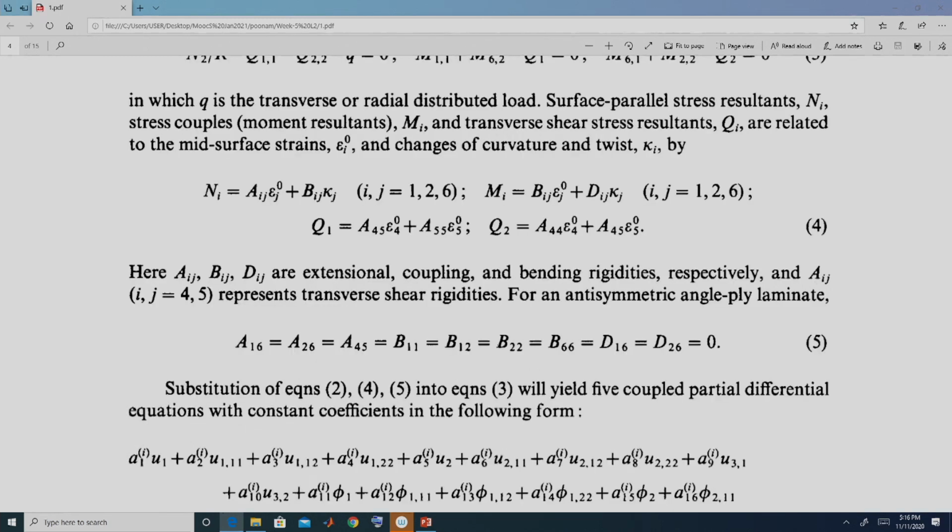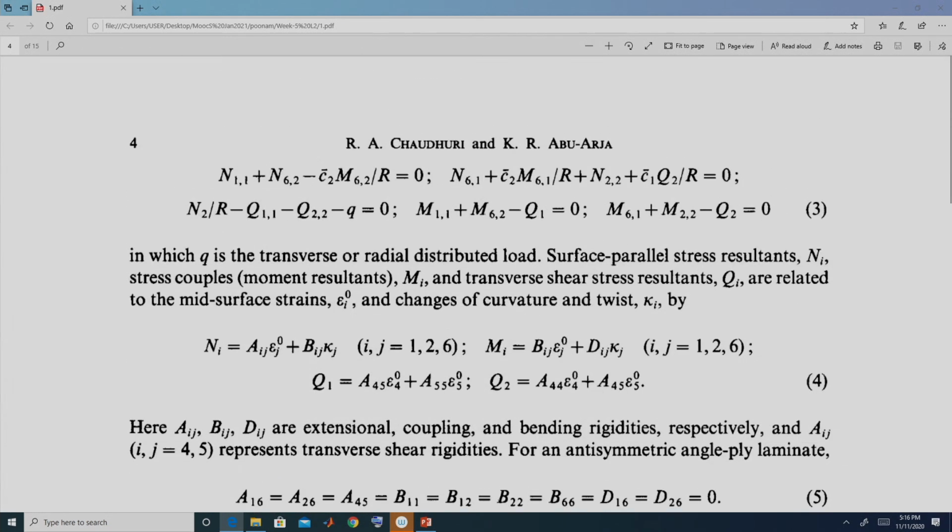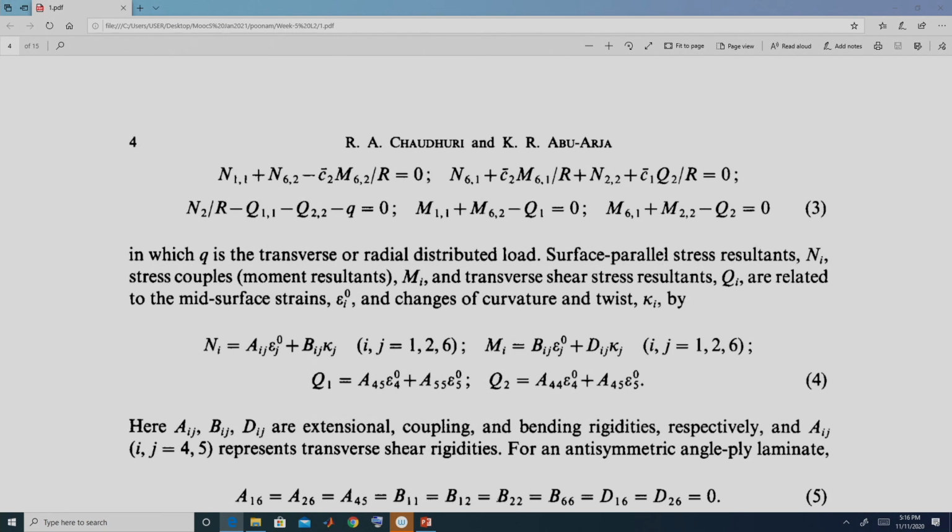Here you can see that for an antisymmetric angle ply, I said that one can develop for an angle ply case, but we have to be very particular, sometimes antisymmetric or symmetric, so that some coefficients are going to be 0. If we are interested in a general angle ply, then it is very difficult to develop an analytical solution. So, these are the governing equations. If you remember the Ni, Mi, the coefficients are expressed as Aij, Bij. So, this is the standard way of representing the coefficients.